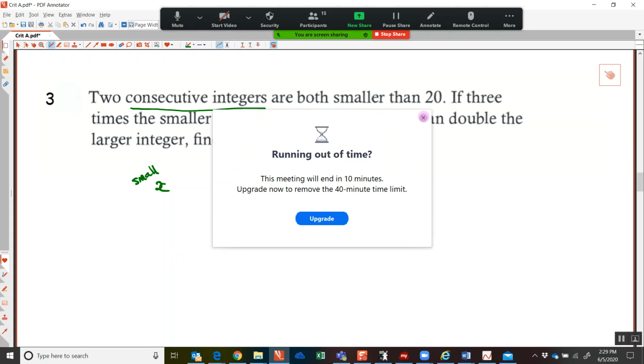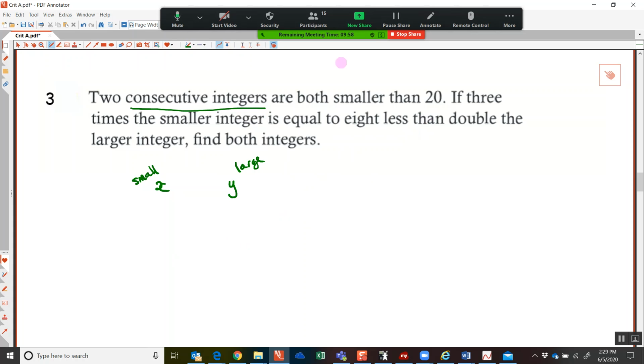All right, we had such a big silence. We've only got 10 minutes left. All right, so how would I know what the Y number is using the X number? Well, it's consecutive. Do you remember what consecutive means? One after the other. So y is equal to x plus 1.